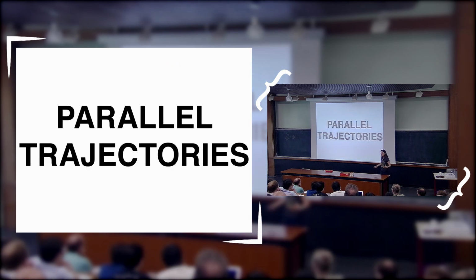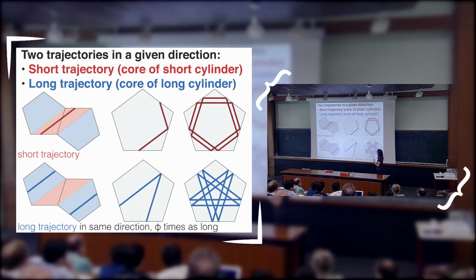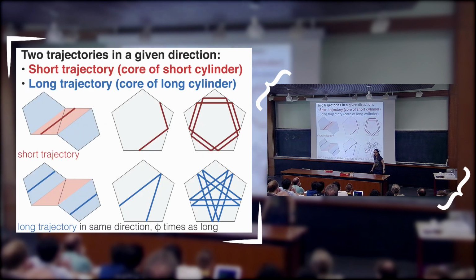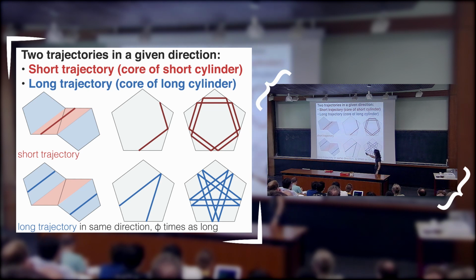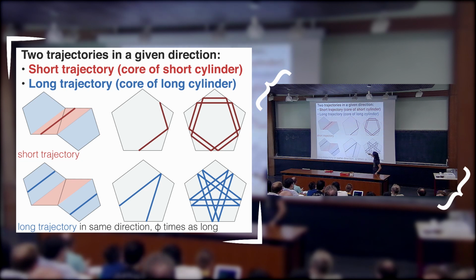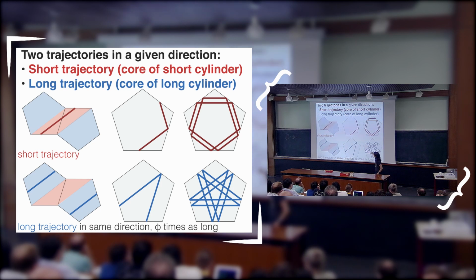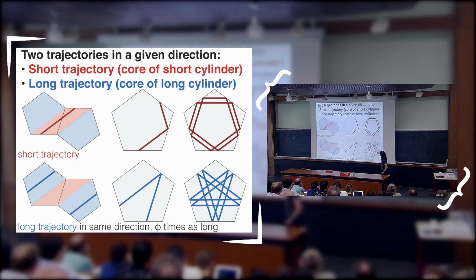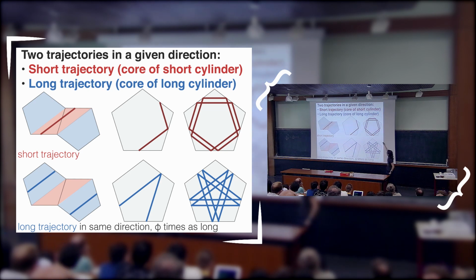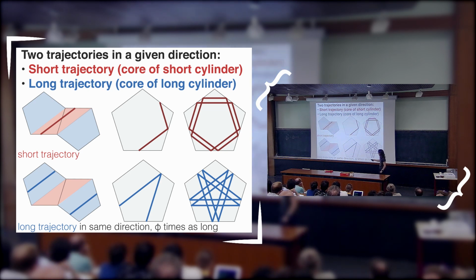Okay, so now I'll talk about parallel trajectories. It turns out, in every direction, there are two trajectories, a short one and a long one, because the double pentagon has two cylinders, a short one and a long one. So for example, for this trajectory parallel to an edge, there are two cylinders, which I've drawn in red and blue. If we have a trajectory in the short cylinder, this is a periodic trajectory on the double pentagon surface. And when we fold it into a pentagon trajectory, we get this beautiful pentagon. On the other hand, if you take one parallel to the long cylinder, here's what happens when you fold it, and you get this long one.